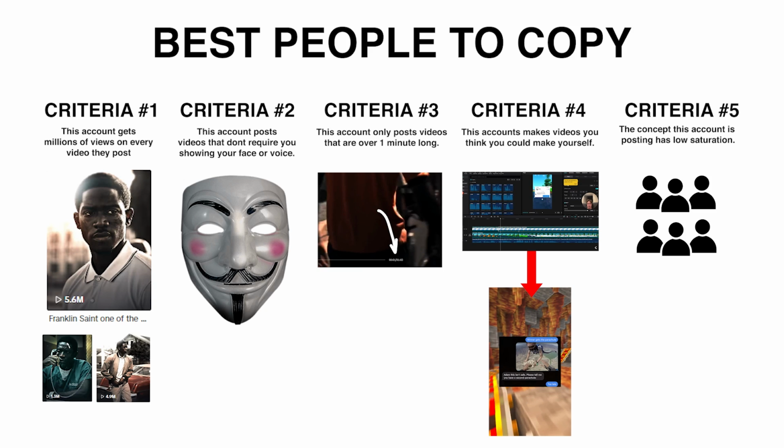So you're just going to scroll on TikTok constantly, and you're going to look for videos that have those 5 things in common. If you can find accounts with all those 5 things in common, it's your sign to pull the trigger on copying this person and getting an account started.